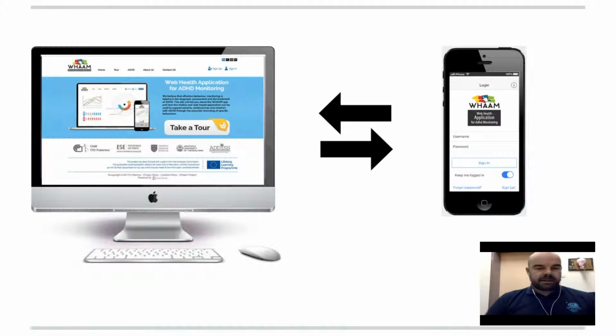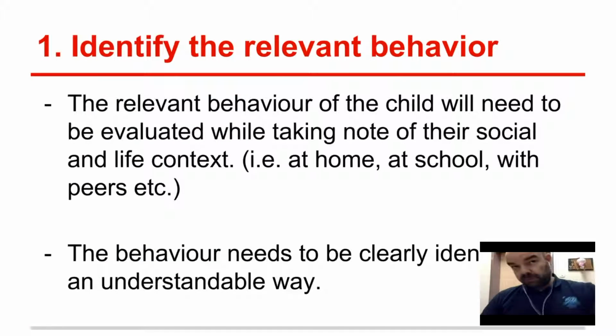The basic workflow can be described in four different steps. The first step is to identify the relevant behavior. The relevant behavior of the child will need to be evaluated while taking note of the social and life context.